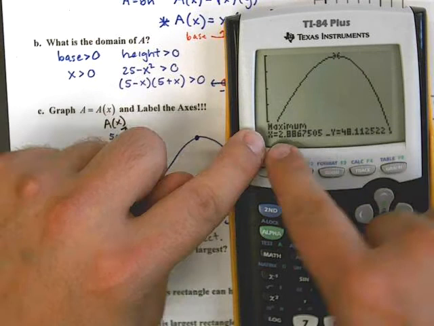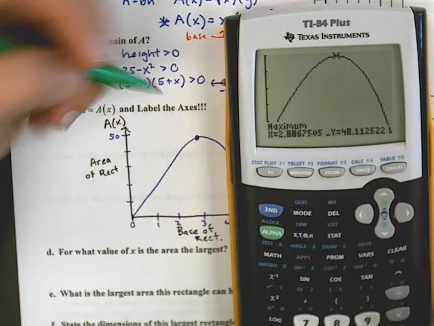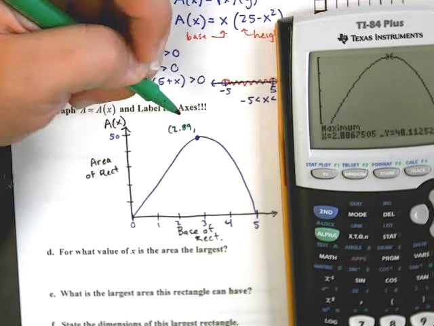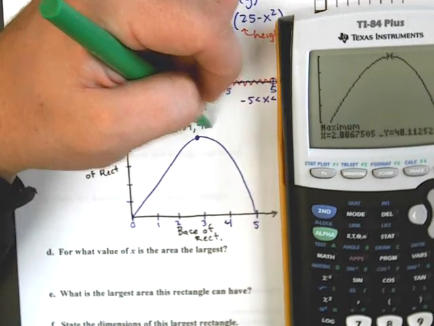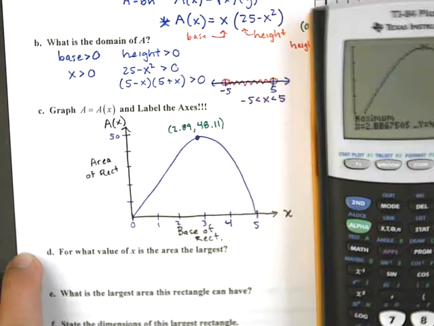It gets me my x value, y value. I want to round it though. So let's see here. 2.89 comma 48.11. All right, so I rounded to 2 decimal places.